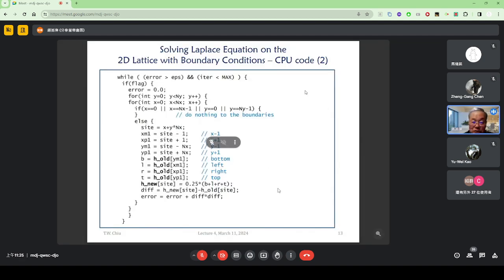Okay, so this is a CPU code. Now let me go to the sample code of the CPU code.